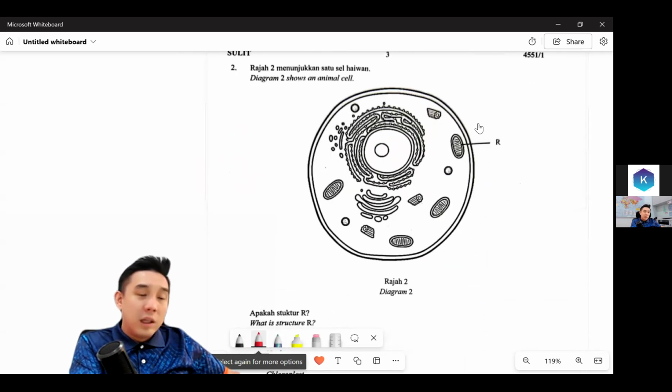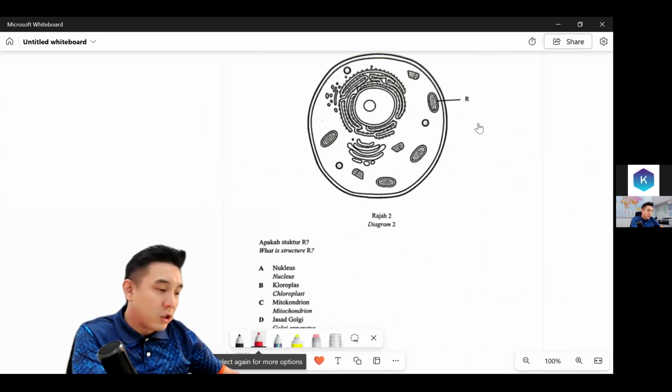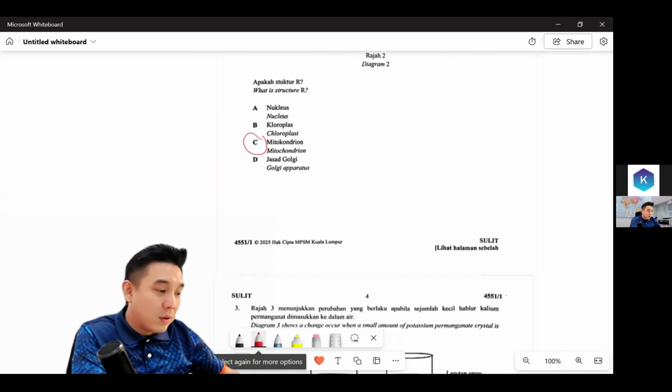Now, number two is pointing to mitochondria. What is structure R? So structure R is mitochondria. Number two, C.